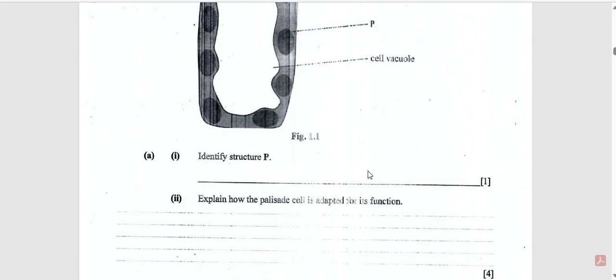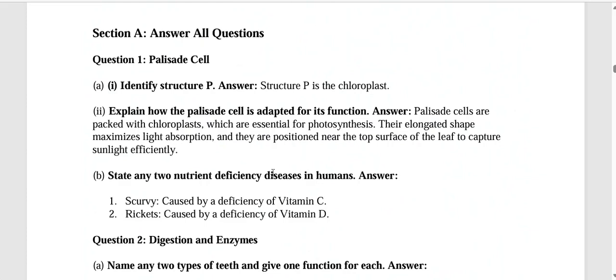Explain how the palisade cell is adapted for its function. So the function of the palisade cell is photosynthesis. So how is it adapted for its function? Palisade cells are packed with chloroplasts, which are essential for photosynthesis. And you must know that chloroplasts contain chlorophyll, which captures sunlight.